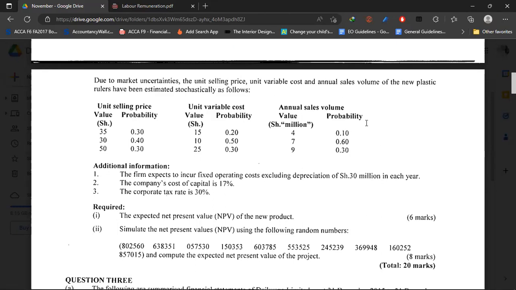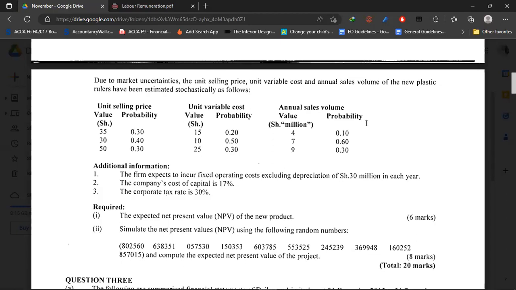In the additional information, 1, the firm expects to incur fixed operating costs, excluding depreciation, of shillings 30 million in each year. Second additional information, the company's cost of capital is 17%. Third additional information, the corporate tax rate is 30%.